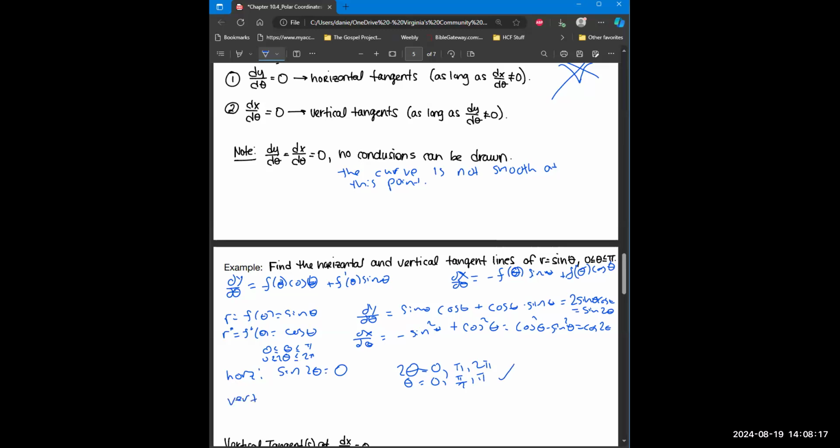For our vertical tangent lines, we have cosine of 2 theta is equal to 0. And then where is cosine going to be 0 in the interval of 0 to 2 pi? 2 theta is going to be equal to pi over 2 and 3 pi over 2, which makes theta equal to pi over 4 and 3 pi over 4 for my answers that will be between 0 and pi.